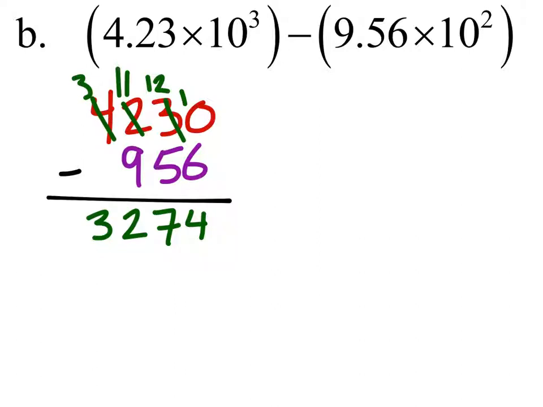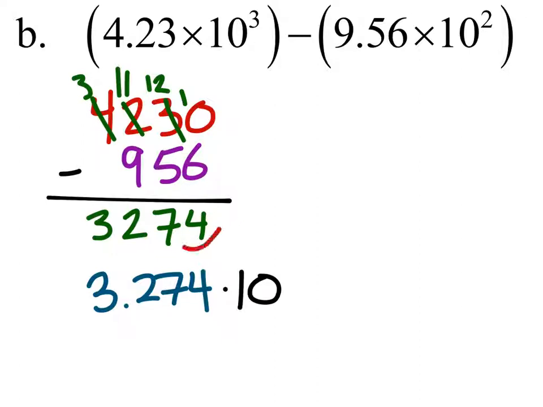3,274 is the standard form answer, but that's not what we want. We want scientific notation. 3.274. And then this would be multiplied by 10 to the power of 1, 2, 3.